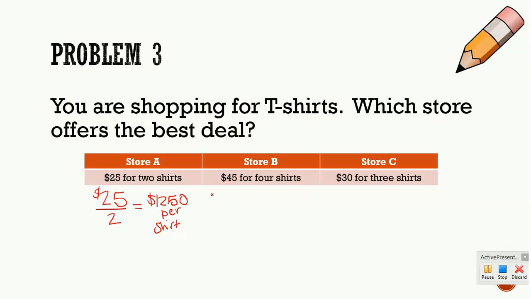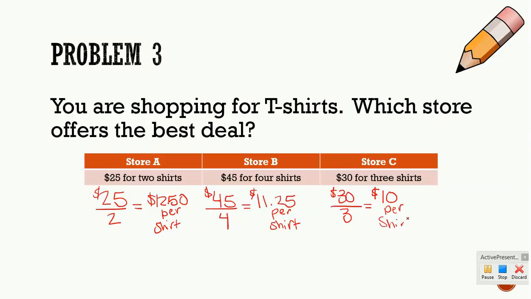Okay, let's try this one. Let's see about store B. So I'm going to go $45 for 4 shirts. So if I divide that away, so I figure out how much it is per shirt, I get $11.25, right? So if I would multiply 4 by 11.25, I'd get 45 back, right? What about store C? I have $30, excuse me, for 3 shirts. So if I divide that, I'll get $10 per shirt.